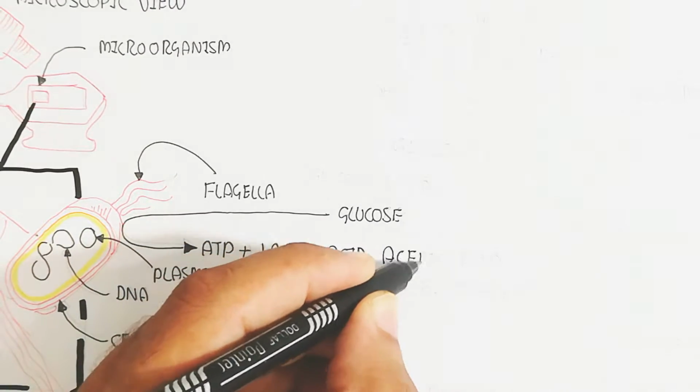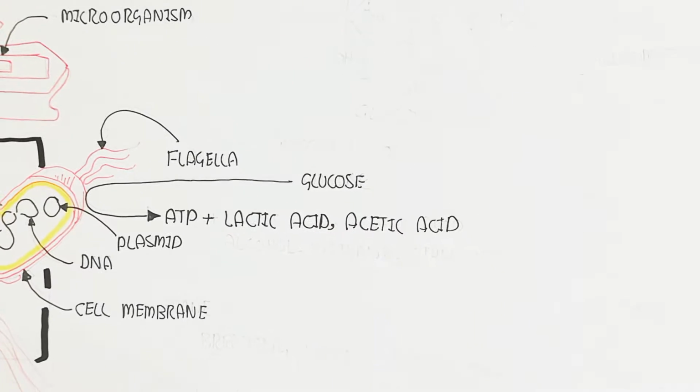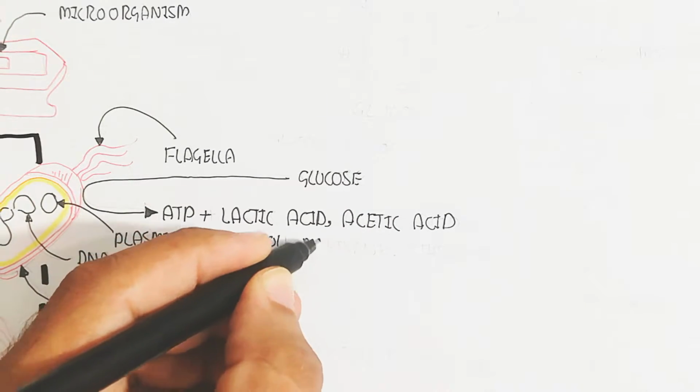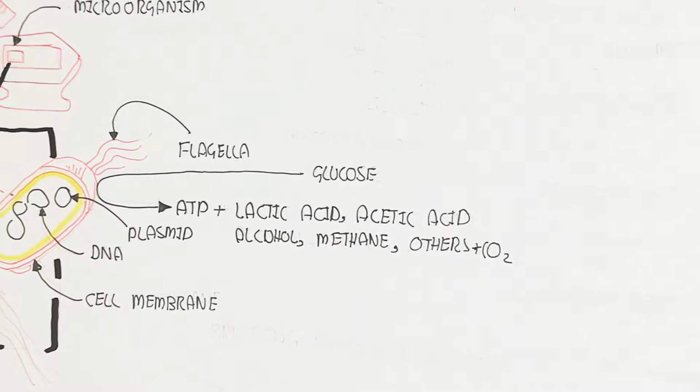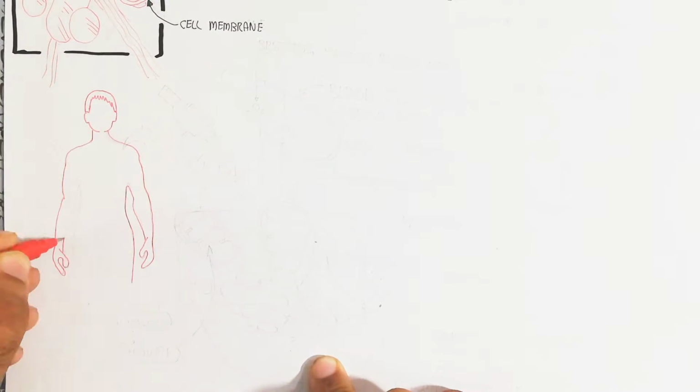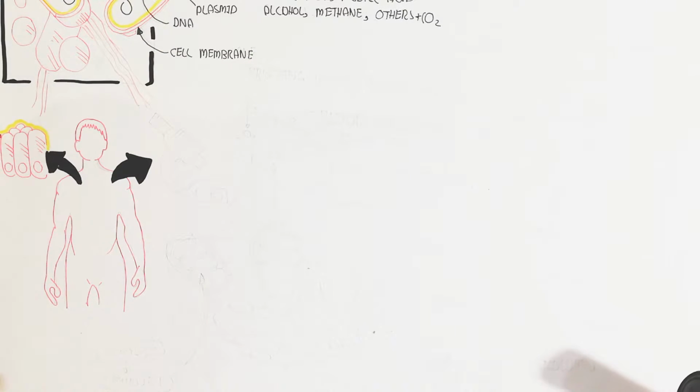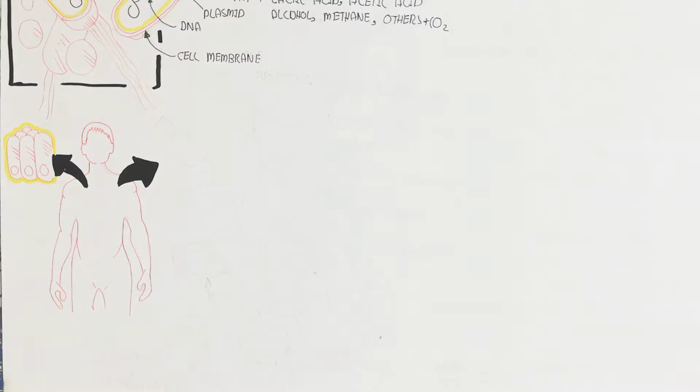So the glucose will be used in the absence of oxygen, which is anaerobic respiration, to produce ATP, lactic acid and acetic acid through lactobacillus or acetobacter, or alcohol production, or methanogens or others, and produce carbon dioxide.